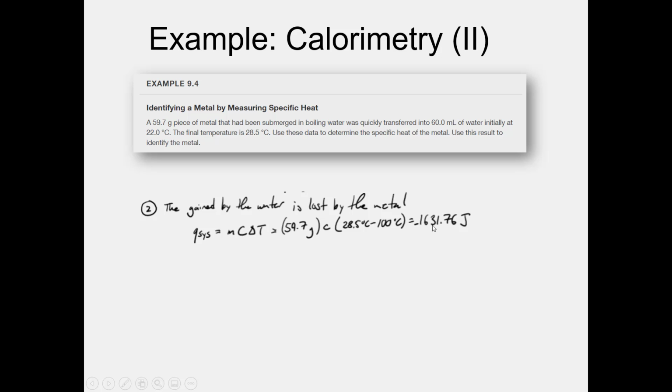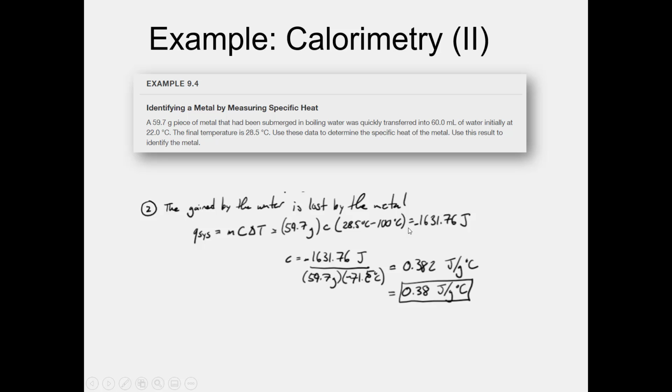Now we can put in the mass of the metal and solve this equation for the specific heat, where we have the negative of the heat gained by the water, 1631.76 joules, is equal to 59.7 times the specific heat times the difference between the final and initial temperature for the metal. The final temperature, when it cooled down after being in contact with the cold water in the calorimeter, 28.5 degrees Celsius. The initial temperature, 100 degrees Celsius. So first we evaluate this difference, and then to solve for C, we're going to divide the 1631.76 by the 59.7, and the difference of these two temperatures.